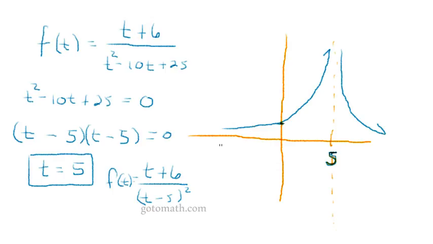This graph is obviously going to cross the x-axis. If we set the whole thing equal to 0, we'll see that at negative 6 it's going to cross. So it's going to do something like that. It's going to have to cross at negative 6.